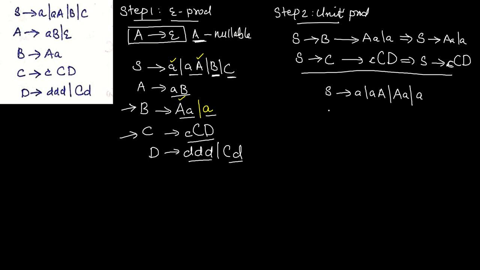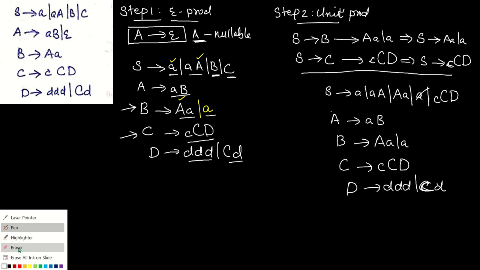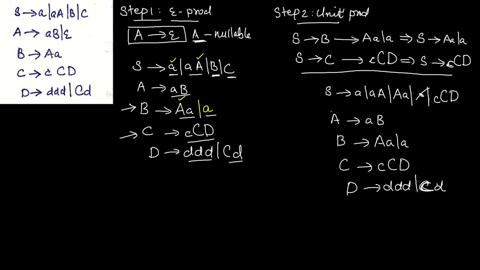Okay, again this A is repeating there, so I need not write it again. Then instead of C, I have to write C, C, D. Okay, then A gives AB, then B gives AA or A, then C gives C, C, D, then D gives D, D, D and capital C, D. So here A is repeated, so I will just remove this part. One A is already there, so we need not repeat the same production again. So I remove one of it.